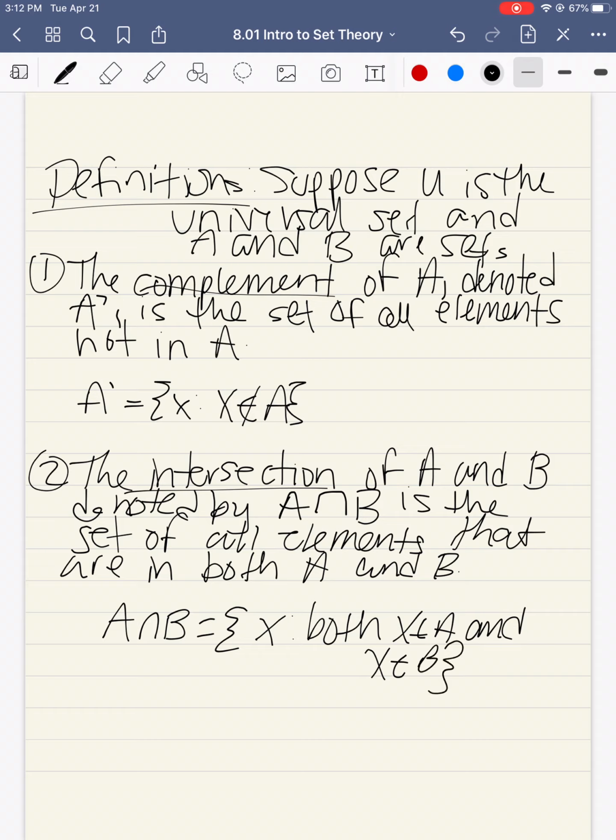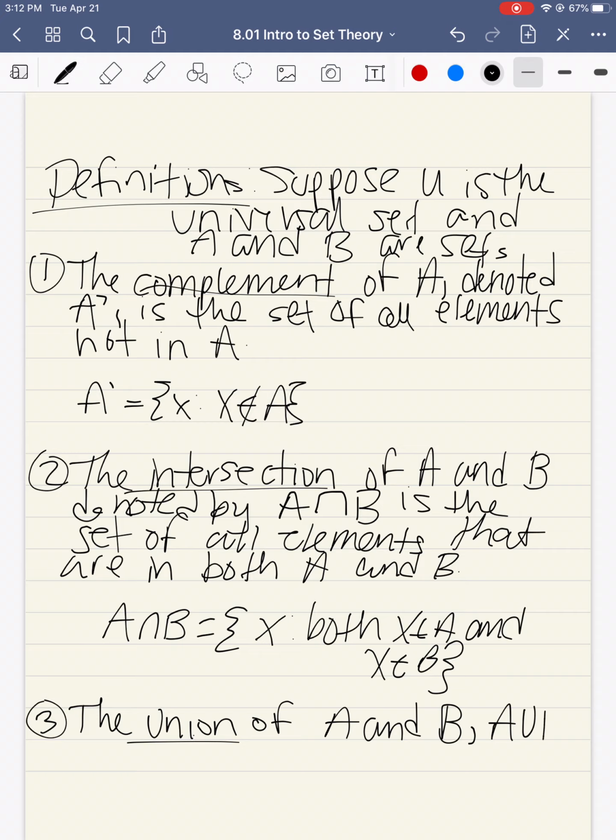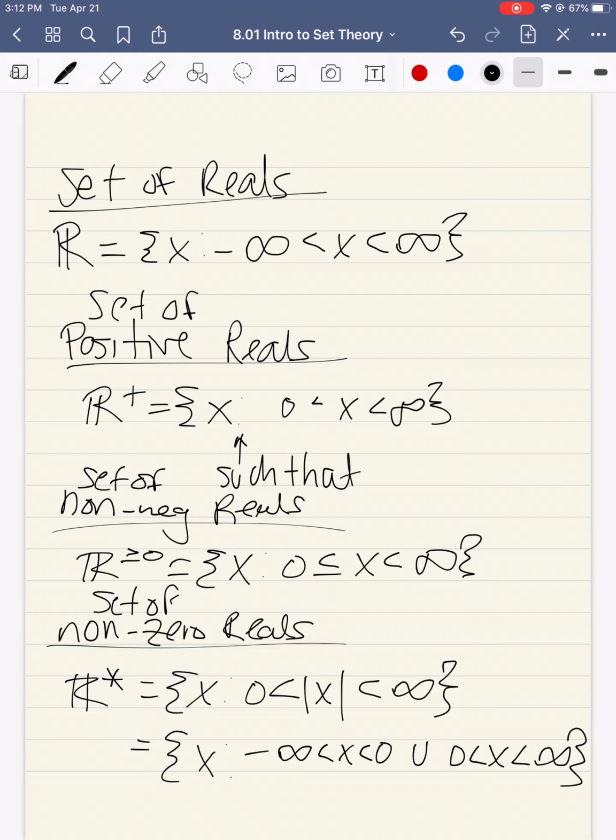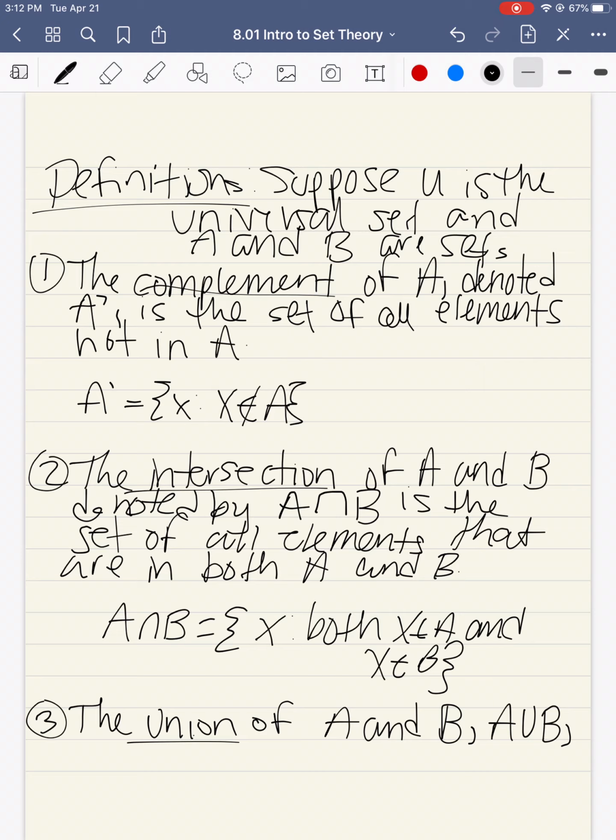And then our last definition we have is union. So the union of A and B, which is denoted with A U B. Hopefully union is familiar to you in this notation, this way that we did down here. So that hopefully does not look foreign to you. So this is the set of all elements that are in either A or B.